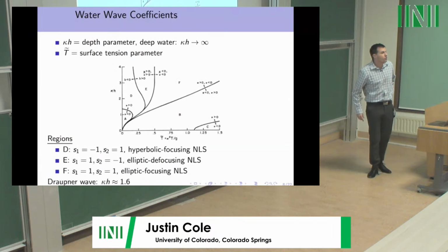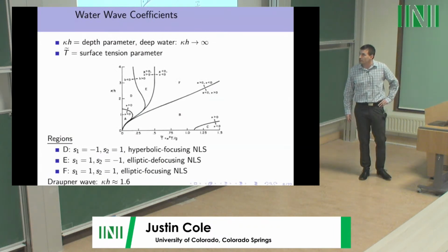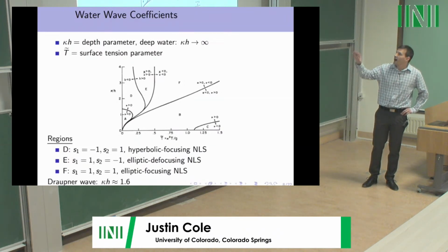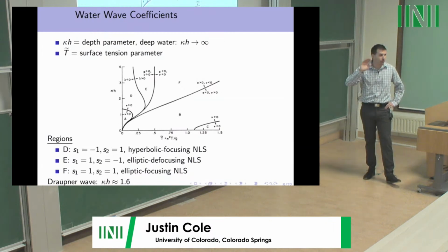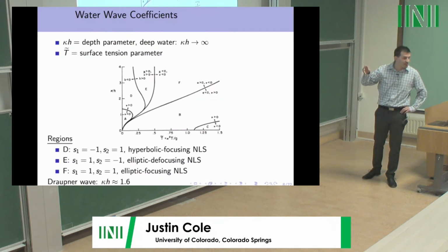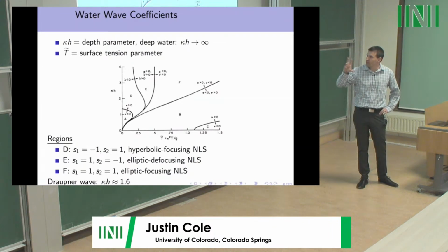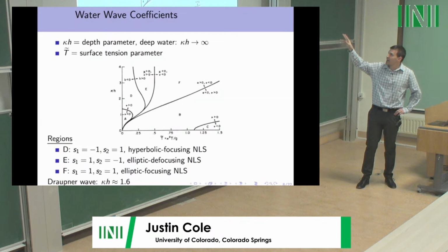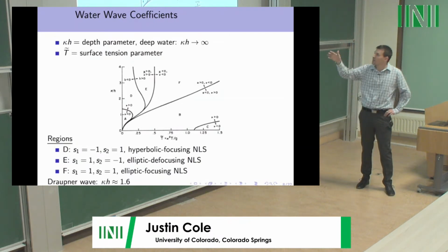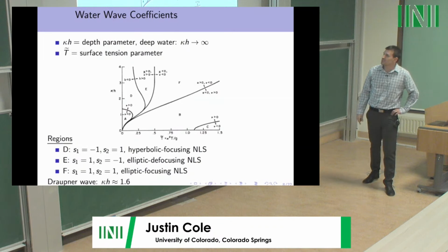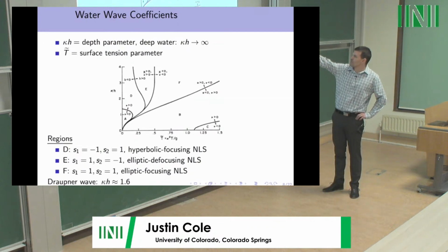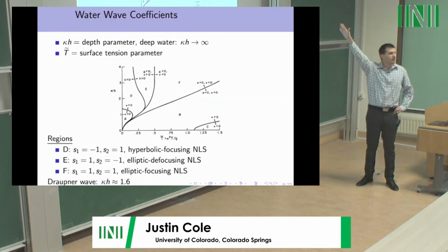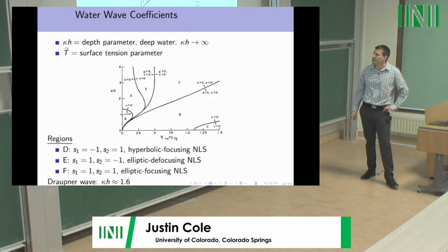Now, what is the appropriate set of coefficients for the water waves? So I've taken this figure from the book of Ablowitz and Segur. There's two parameters here. There's the depth parameter, kappa times h. Kappa, again, is our wave number. H is the depth of the water, which in deep water is a large number. So kappa naught times h should be large. And then there's a surface tension parameter, T tilde there. So T tilde here is on the abscissa. The depth parameter is on the ordinate axis. And so if we're doing deep water, we want to be at the top of this phase diagram here.